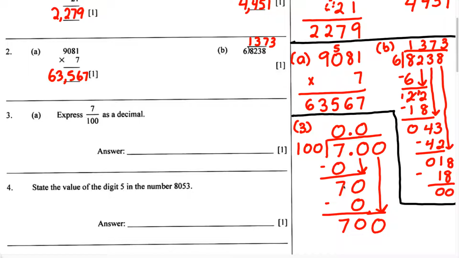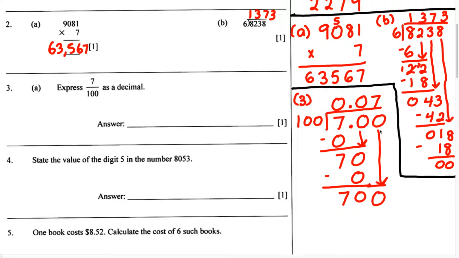Now we have 700. 100 can go into 700 7 times. 100 times 7 is going to give us 700. When we subtract this, 0 minus 0 is going to give us 0. 0 minus 0 is going to give us 0 again. And 7 minus 7 is also going to give us 0. Therefore, this problem is now complete. The fraction 7 over 100 written as a decimal is going to give us the answer 0.07.